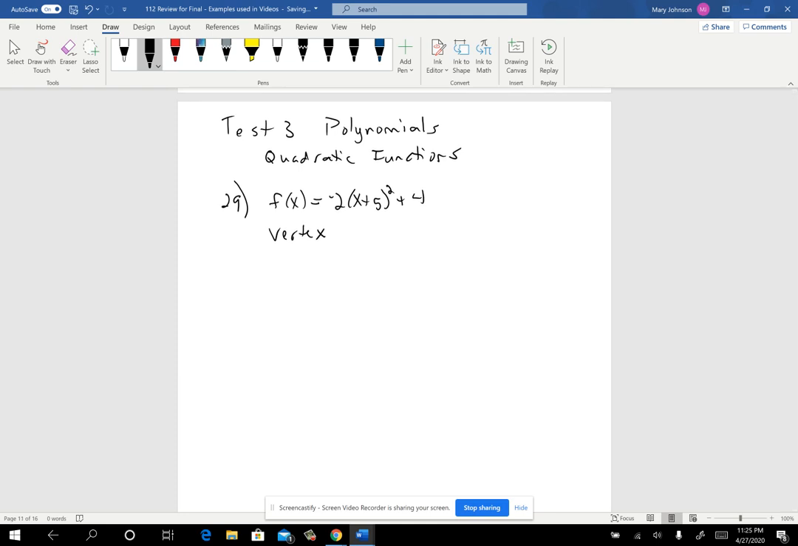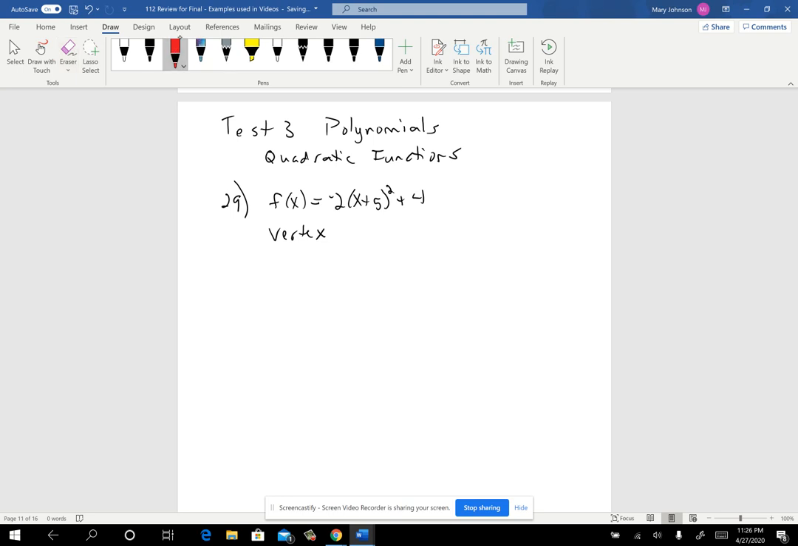Okay, so now we're picking up with test 3, which dealt with polynomials. Starting with number 28, we're working on quadratics first, and then we'll get to the general polynomials. And I think you can handle 28 once you see 29. So here, they asked me to find the vertex of this function, okay?